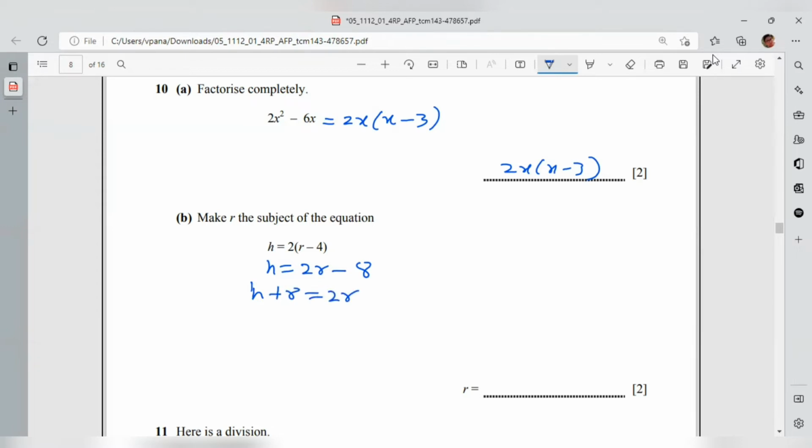And now we want to make r the subject. So this multiplication becomes division. So you get h plus 8 upon 2 is equal to r. Or you can say r is equal to h plus 8 upon 2, which can be also written as h upon 2 plus 8 upon 2 becomes 4. So it is h upon 2 plus 4. We can write that way also.